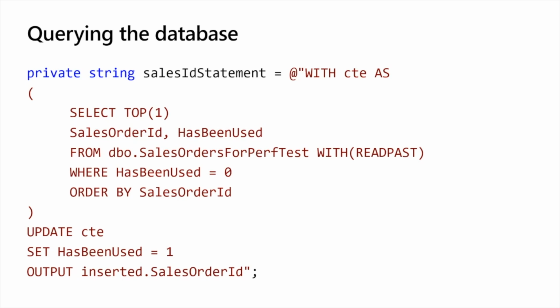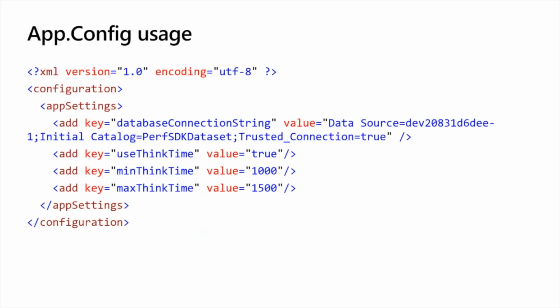Using this approach to query the database is, as I mentioned, only one example. There are usually many ways to meet a business requirement, so it's important to understand what those requirements are and use the appropriate method. I wanted to mention that we're using the app config file to store the connection string to the database, as well as other parameter values, for example, those used for think time.